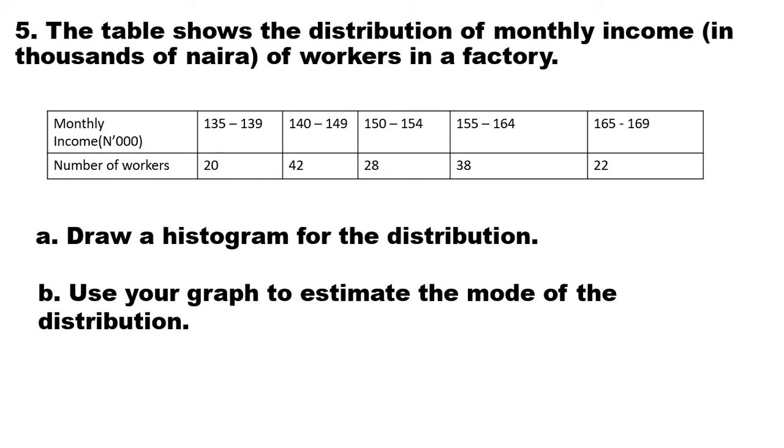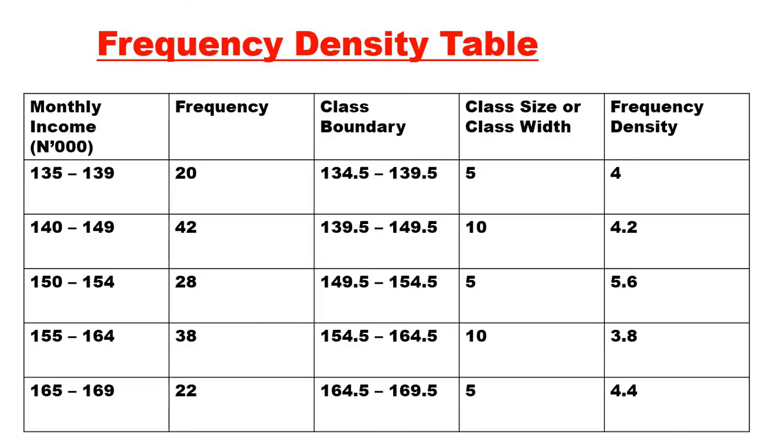So let's start by putting the necessary things we need in the table. We need the class size, and we need the class boundary. So here I have it. This is our class interval. Now you observe that we have unequal class intervals, and because we have unequal class intervals, the frequency table we're going to have is a frequency density table.